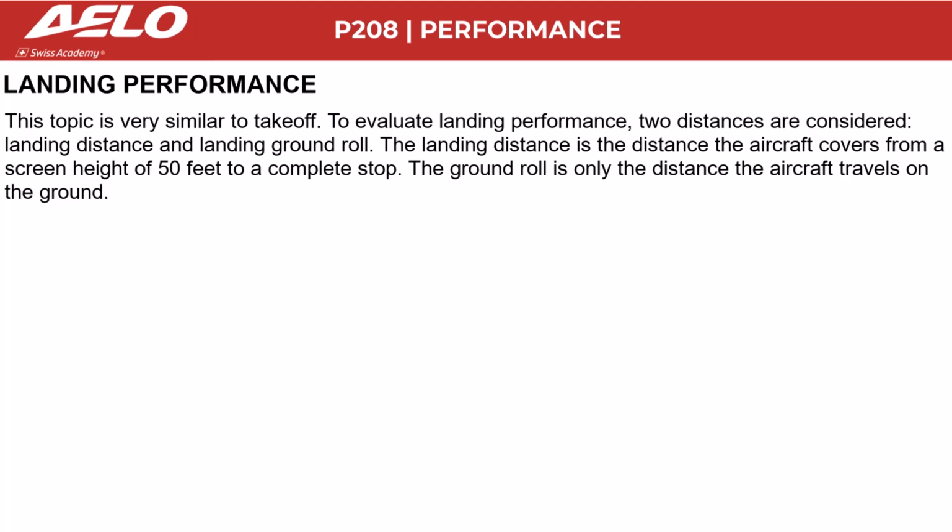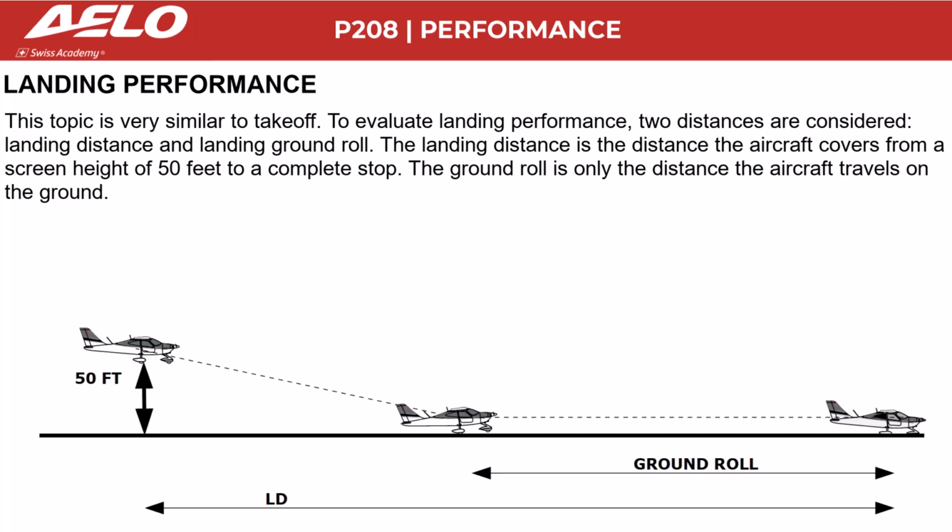Landing performance. This topic is very similar to takeoff. To evaluate landing performance, 2 distances are considered: landing distance and landing ground roll. The landing distance is the distance the aircraft covers from a screen height of 50 feet to a complete stop. The ground roll is only the distance the aircraft travels on the ground.